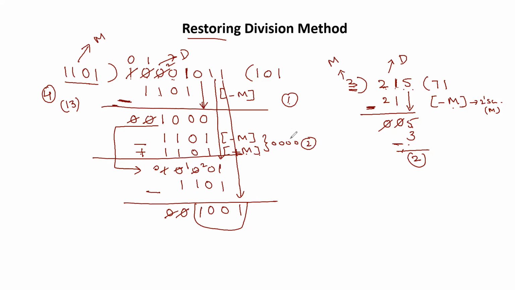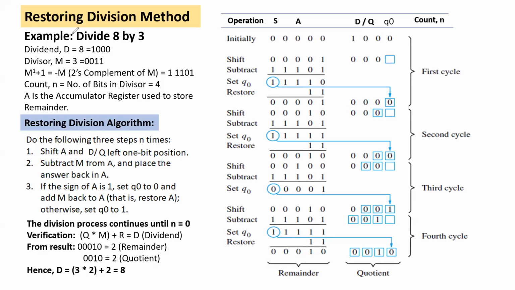Now use this concept to perform the computer method of division. Now you should see the restoring division method. Let us take one example. Divide 8 by 3. Here 8 is the dividend, in binary 1000. 3 means the divisor, indicated by m. 3 equivalent in binary is 0011. Always we should take an equal number of bits for both dividend and divisor in this restoring computer method.